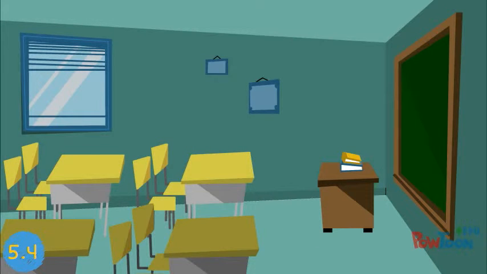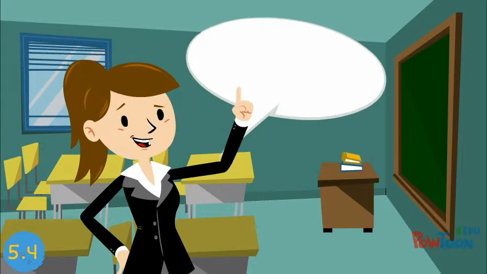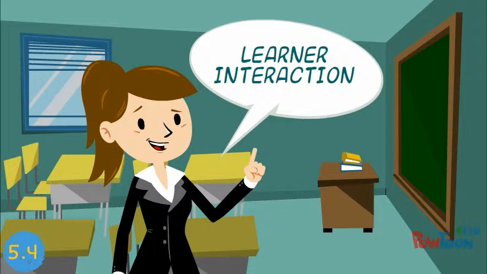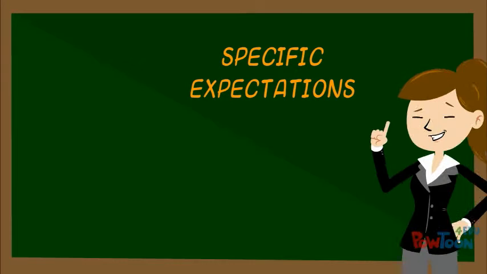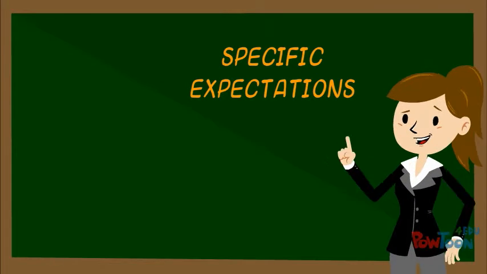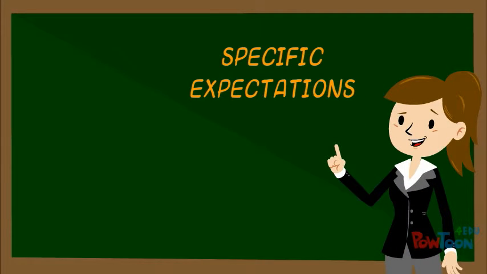5.4 says that the requirements for learner interaction are clearly stated. A clear explanation of the requirements for the learner interaction helps learners plan and manage their class participation and provides a basis for the instructor to evaluate learner participation. The more specifically the expectations are explained, the easier it is for the learner to meet the expectations.